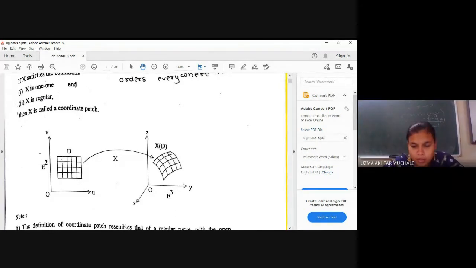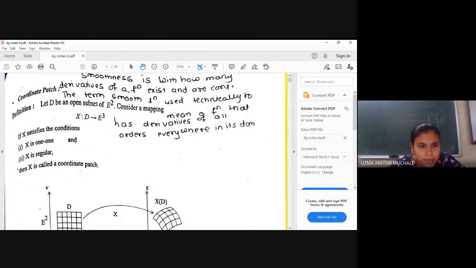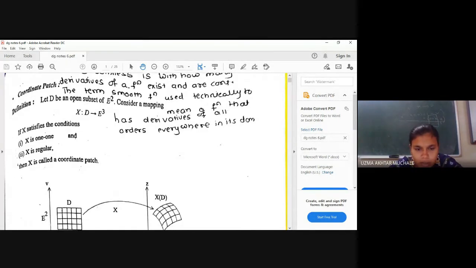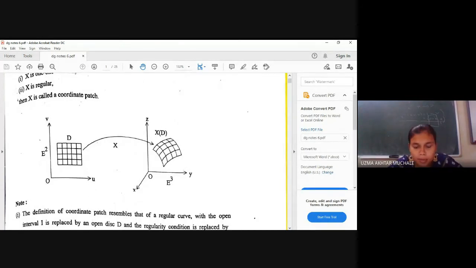Okay. So let us go one by one. We have seen coordinate path. Coordinate path means we have a mapping x from B to E3 such that it is 1-1 and regular. Okay. This we have seen in detail. That means first you can take up one rubber sheet and then apply stretching and you can convert it into a one object in a 3D space.